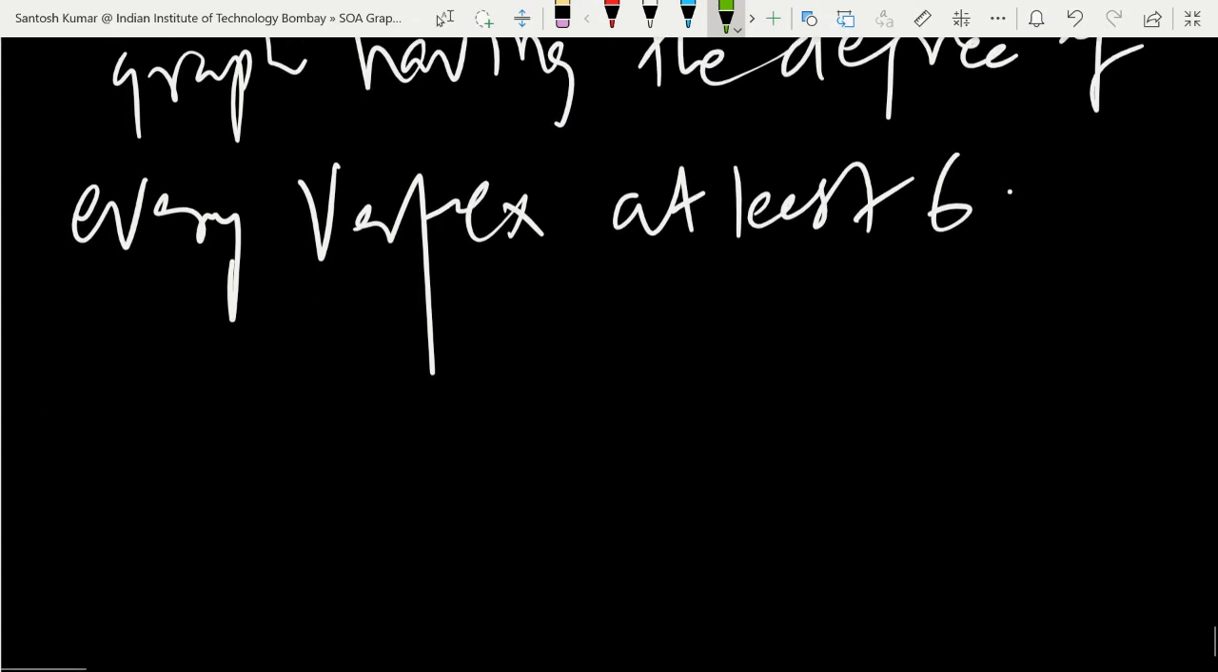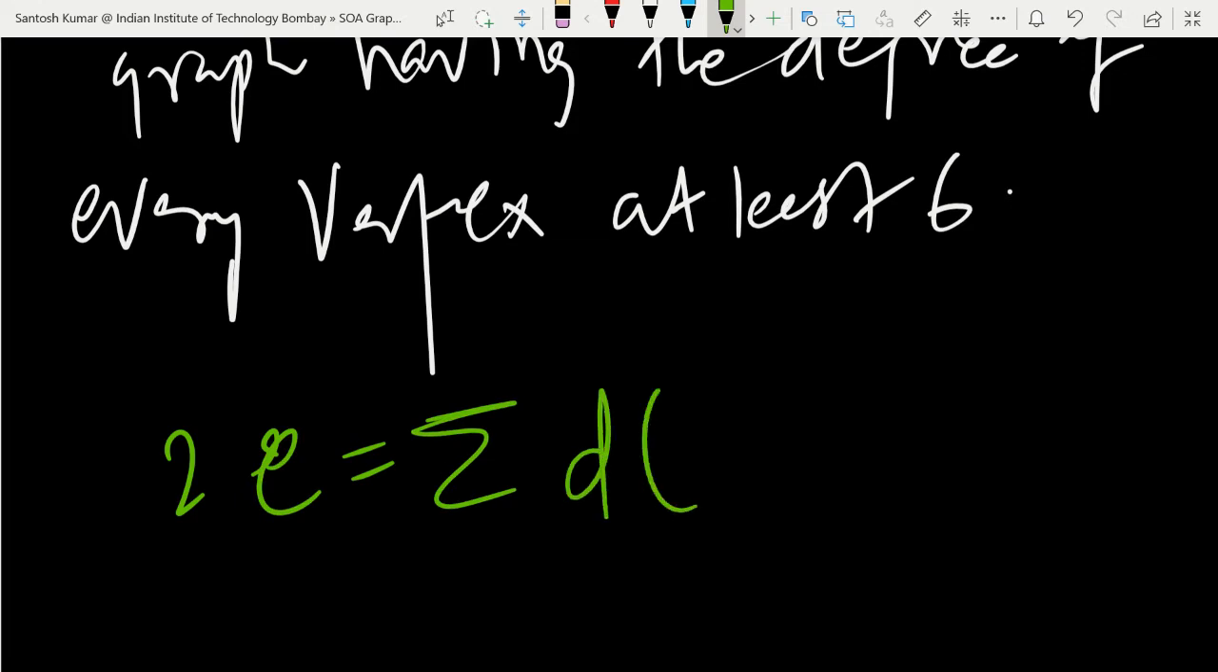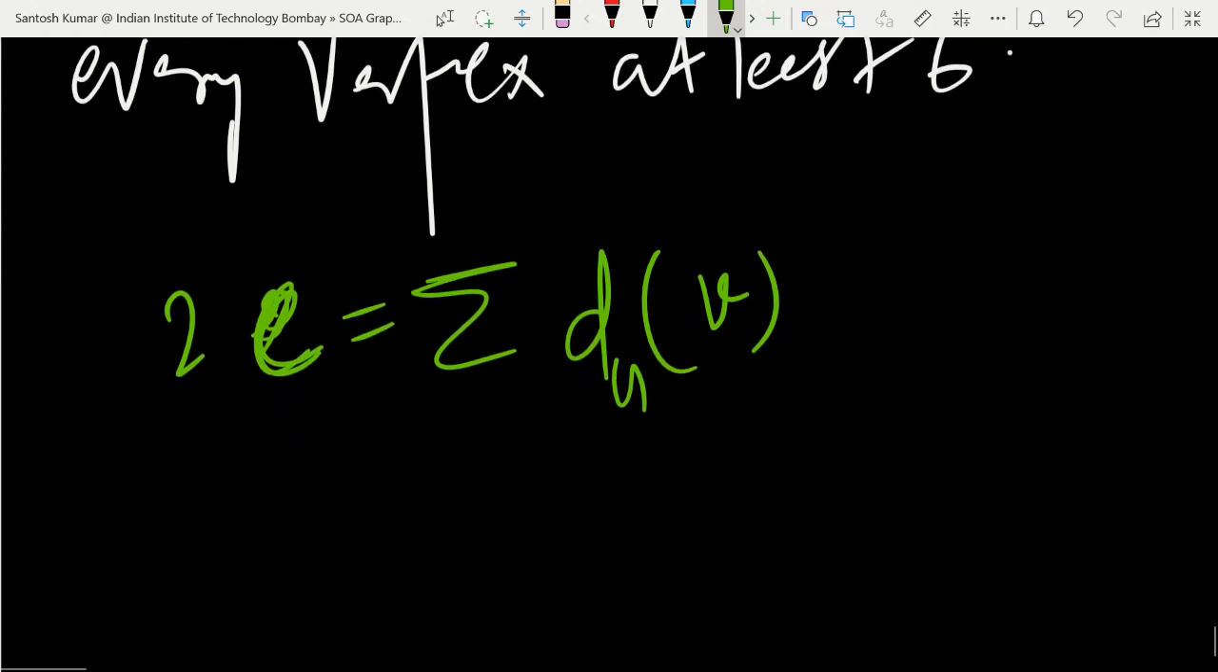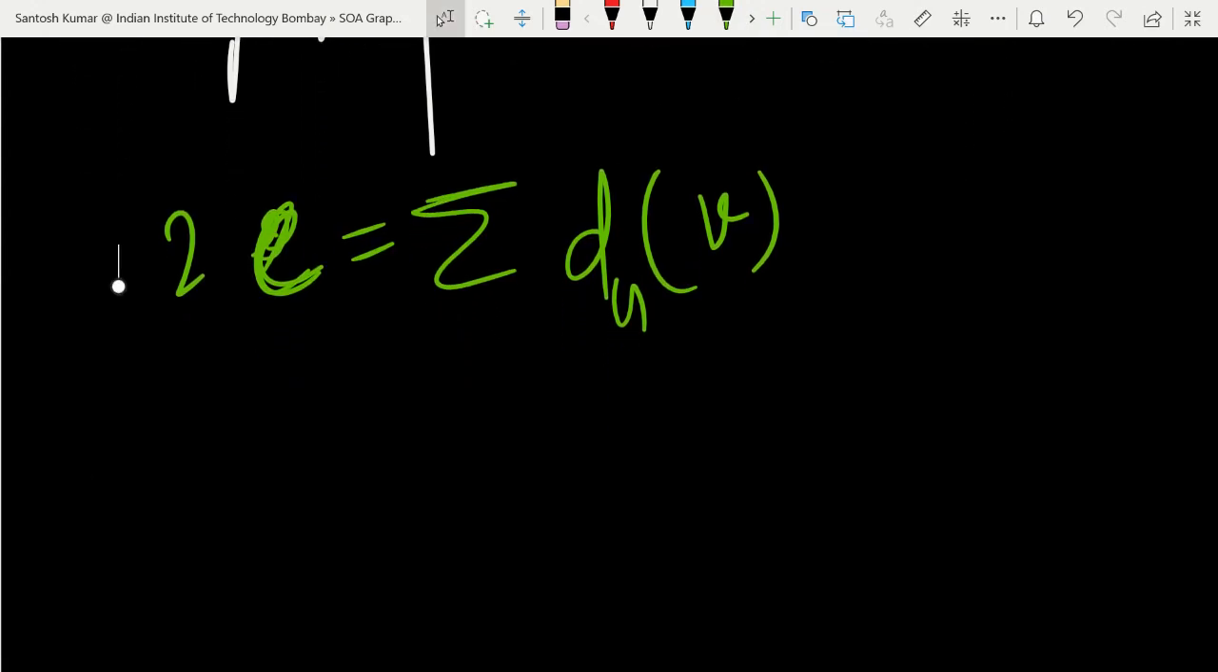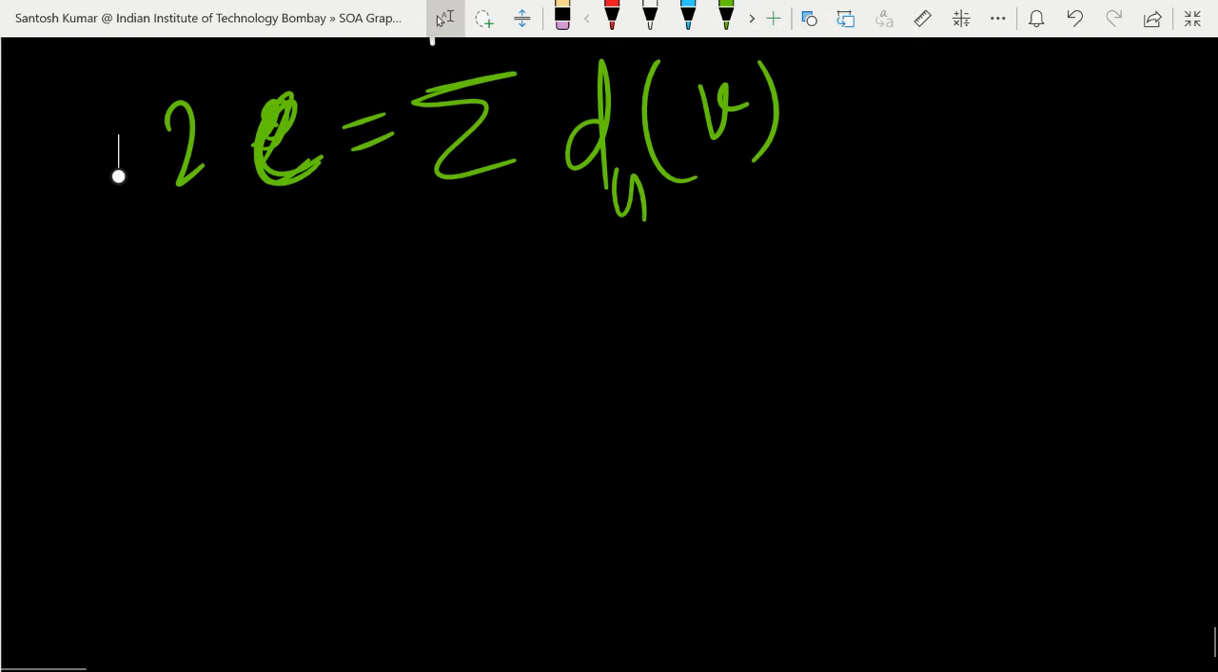So what do you know about the degree sum formula? The degree sum formula says 2e is equal to the sum of the degrees of each vertex. So 2e is equal to the sum of the degrees of each vertex.